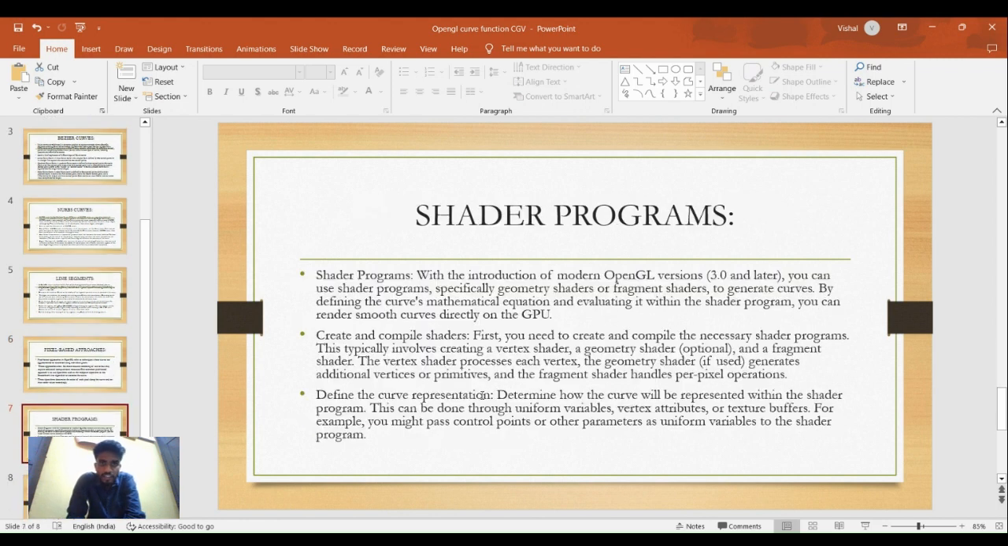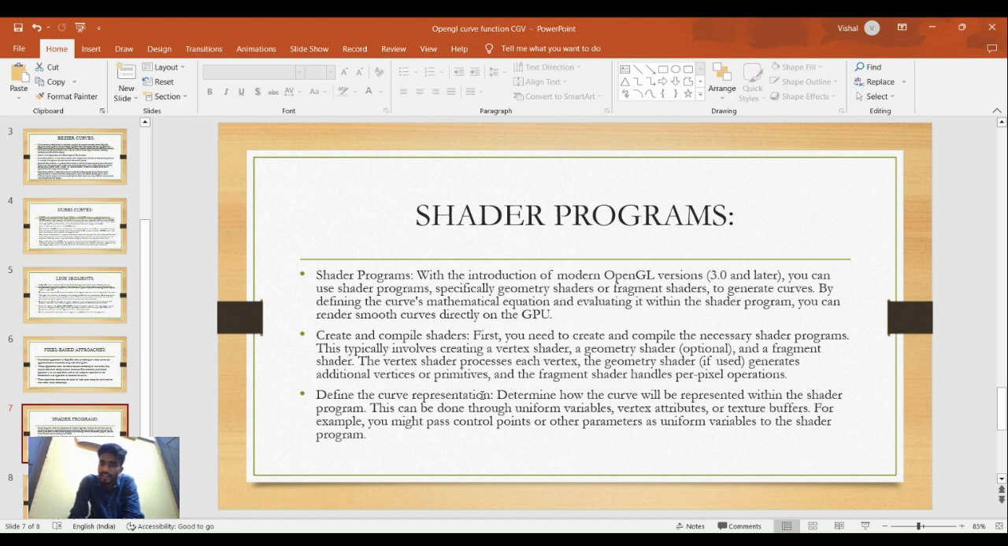Shader programs. With the introduction of modern OpenGL versions, you can use shader programs, specifically geometry shaders or fragment shaders, to generate curves. By defining the curve's mathematical equation and evaluating it within the shader program, you can render smooth curves directly on the GPU. Create and compile shaders.